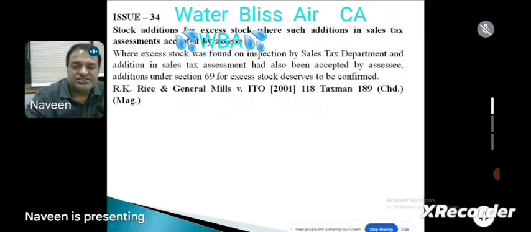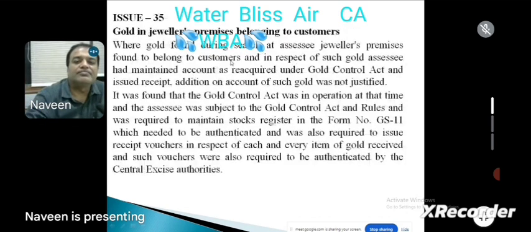Stock addition for excess stock, where such additions in the sales tax assessment were accepted by the assessee. Today it is GST, and back then it was sales tax. Excess stock was found on inspection by the sales tax department, and the addition in the sales tax assessment was also accepted by the assessee. Additions under section 69 for such excess stock deserve to be confirmed.